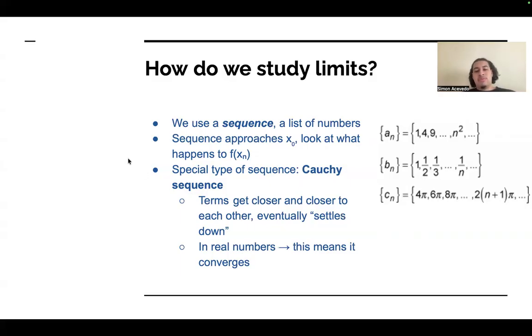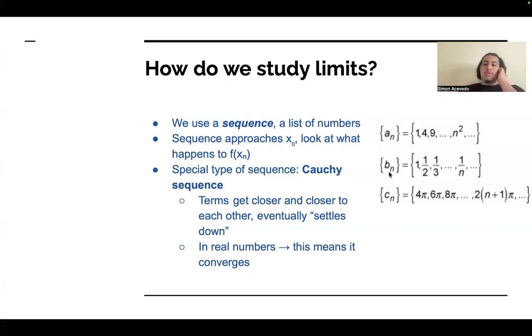So as a sequence approaches some point, which we call x naught, we look at what happens to the sequence of that function, right? And that tells us the limit, that is the definition of the limit of the function. And the Cauchy sequence is a special kind of sequence that we're going to be using in the proof that is basically a convergent sequence, right? Terms get closer and closer and it settles down at a certain point. So as the sequence goes on to infinity, it converges, meaning it approaches a certain point.